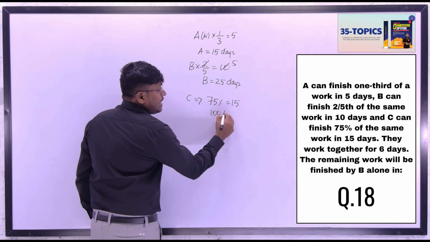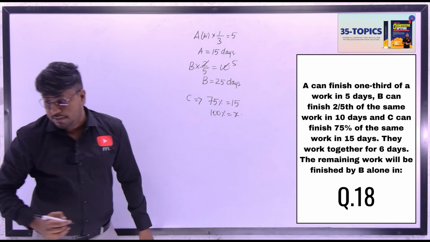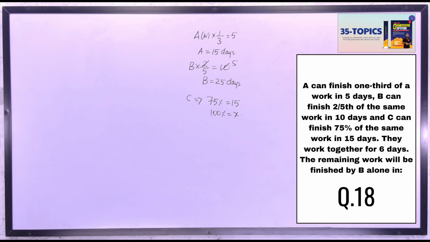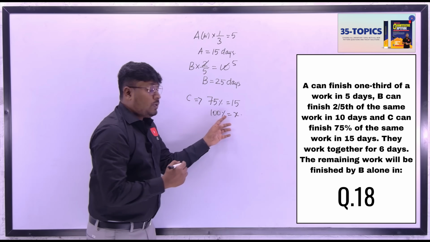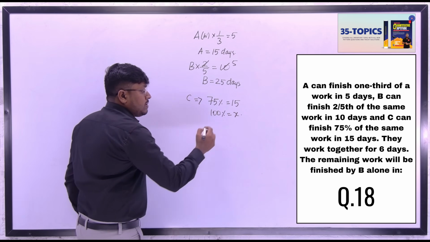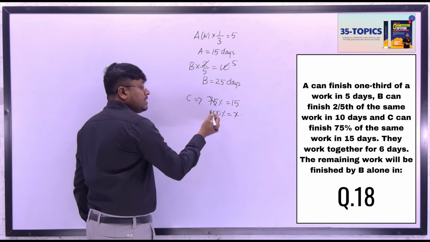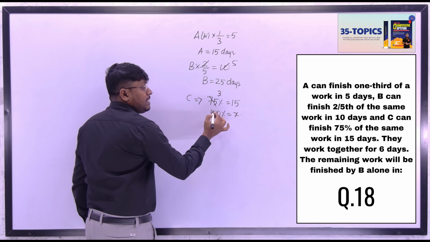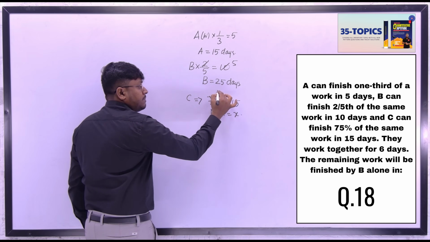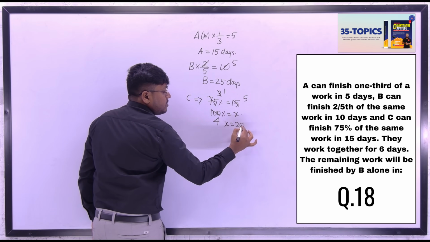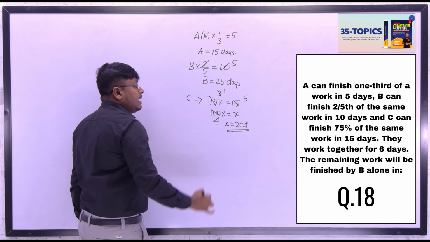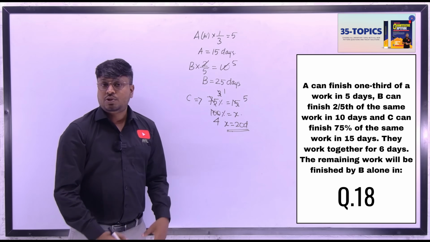Then 100% is equal to x. So now cross multiply it. Like we can cancel it on 25 table. So this will be 3 times, this will be 4 times. 1 3 is 3, 5 3s are 15. So x is equal to 20 days. So C alone can complete the piece of work in 20 days.